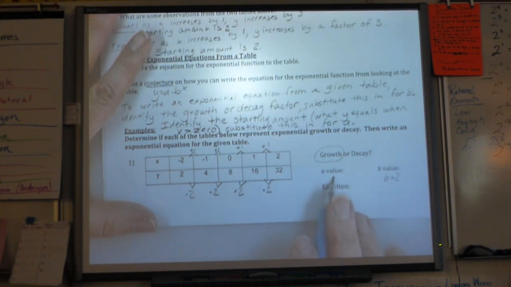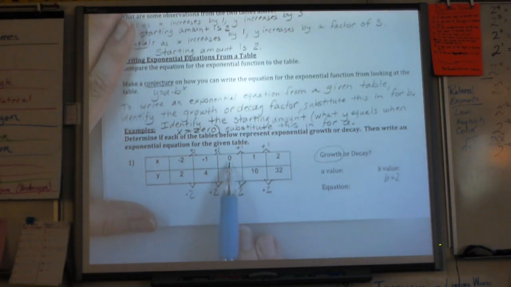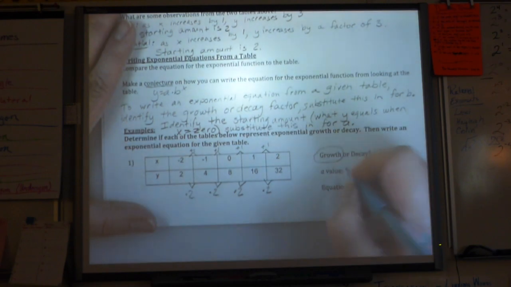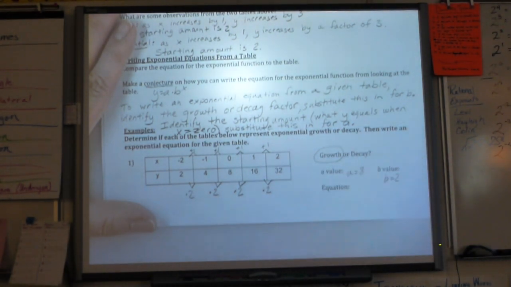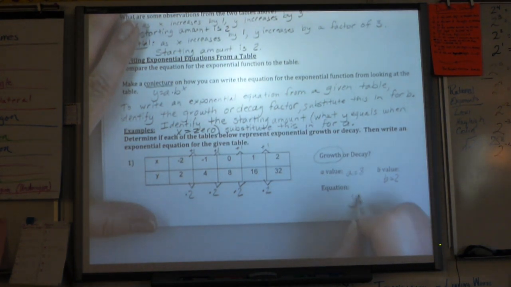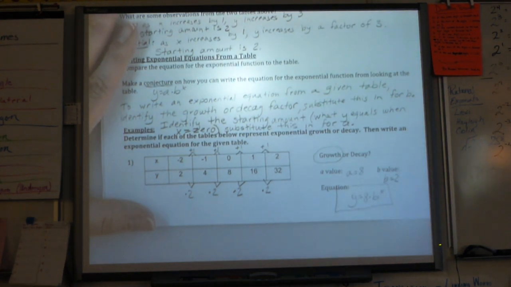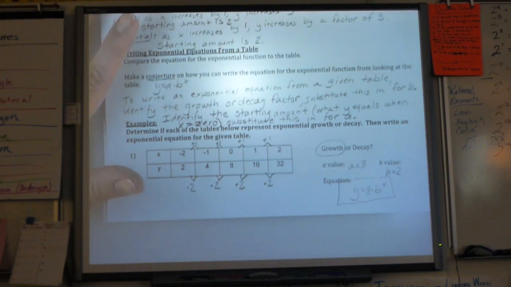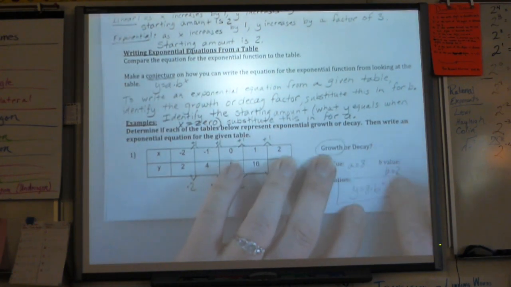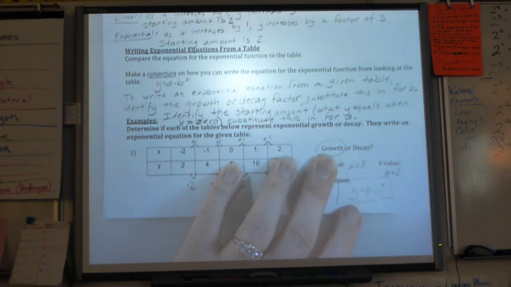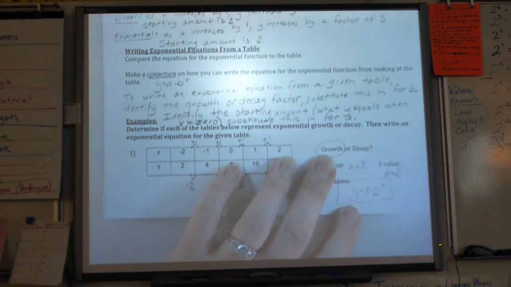And then our a value, that's our starting amount. Here's our starting amount. X is 0. What's y? 8. So a equals 8. So to write the exponential function, it's simply y equals 8 times b to the x power. Wouldn't it be 2 to the x power? Yes, thank you so much. We need to put that 2 in there. Sorry about that. 8 times 2 to the x. Good job.